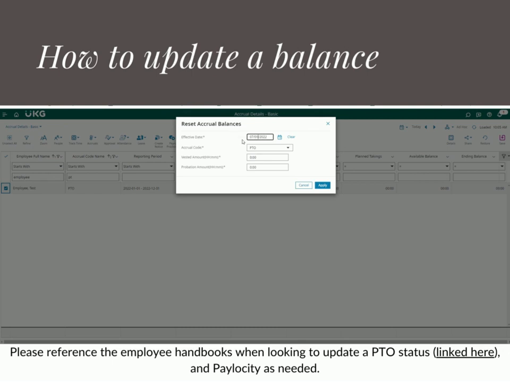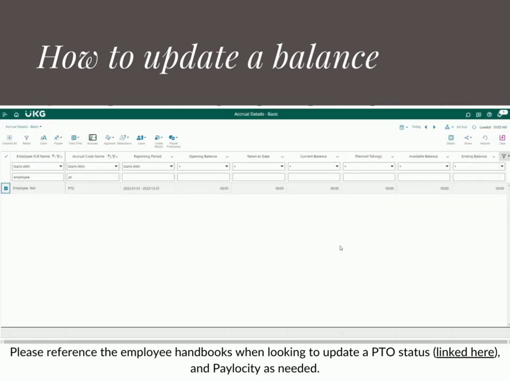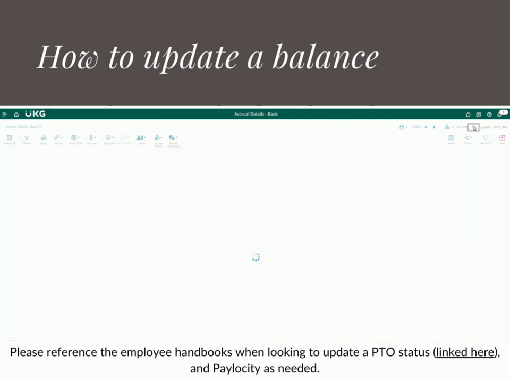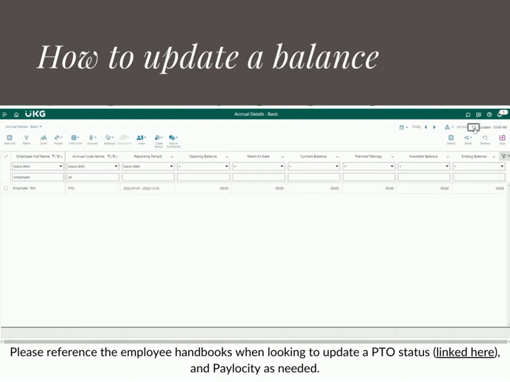So you'll enter the effective date and you'll enter the vested amount. What this does when you're resetting the balance is changes what they have available to whatever you enter in this box. So for example, we'll enter 40 hours and we'll click apply, and it does take a moment to update, so be patient. And now that we've refreshed, we can see that the current balance is now 40.